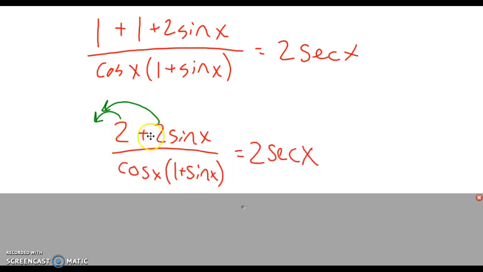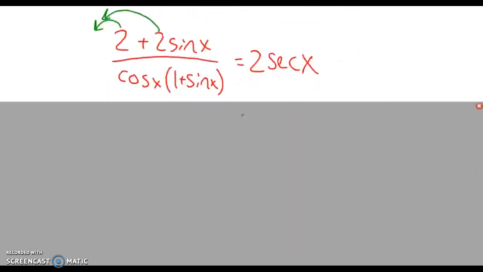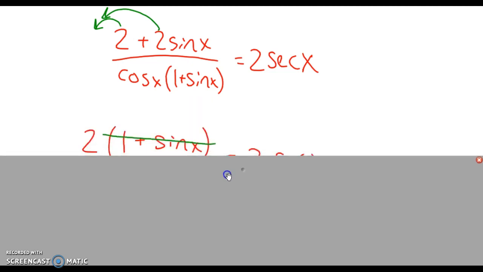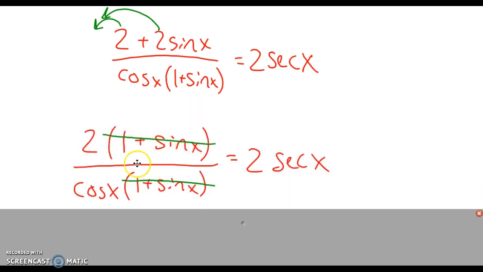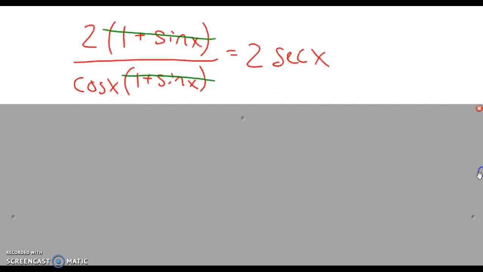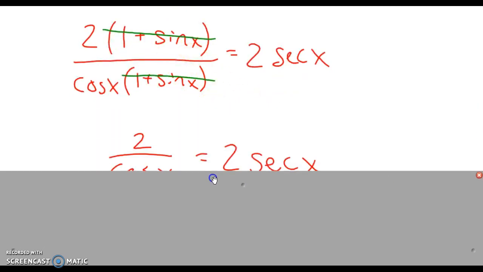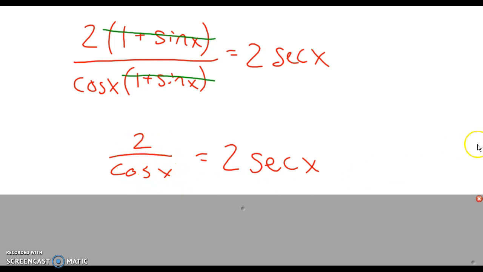And then on top, I've got 2 plus 2 sine x, and then I'm going to find the greatest common factor of 2, factor out that GCF of a 2, and I get 2 times 1 plus sine x on top, and on the bottom, I've got cosine x times 1 plus sine x. And you can see that I have a common factor on top and bottom of 1 plus sine x. I can cancel those, they become 1, and I'm left with 2 over cosine x on the left side of my equation.